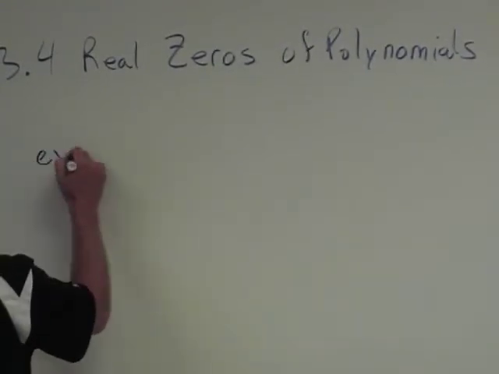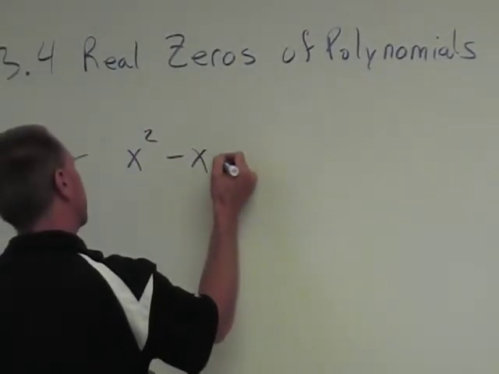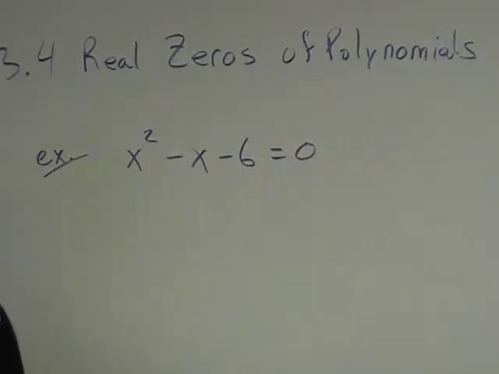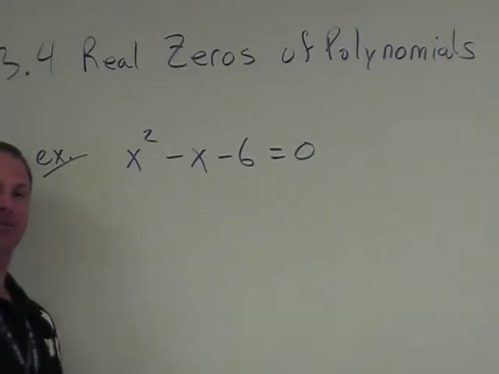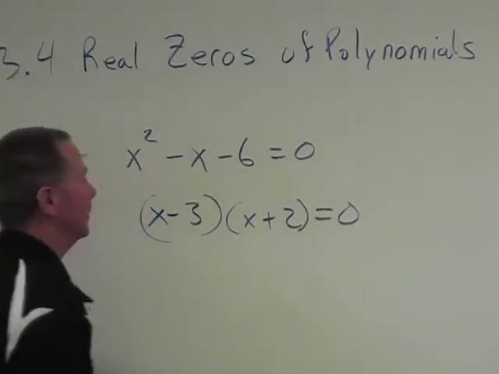Let's start with this. X squared minus x minus 6 equals 0. Factor that, please. Which example is this? It's not in the book. I just pulled it out of my head. What is this? x minus 3, x plus 2. Minus 30. Okay.